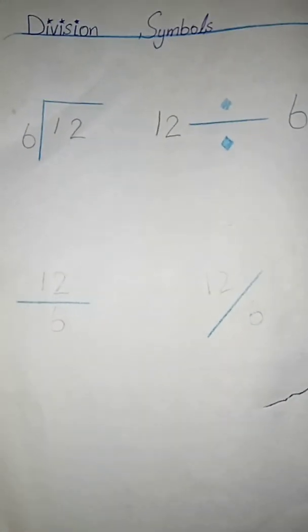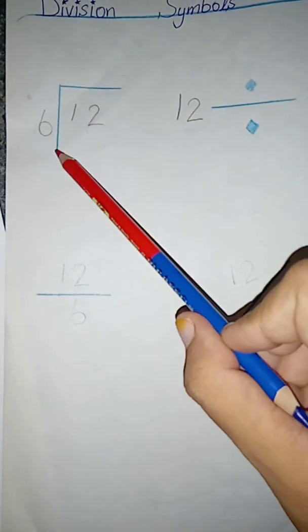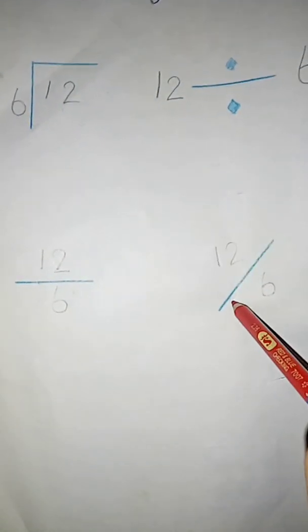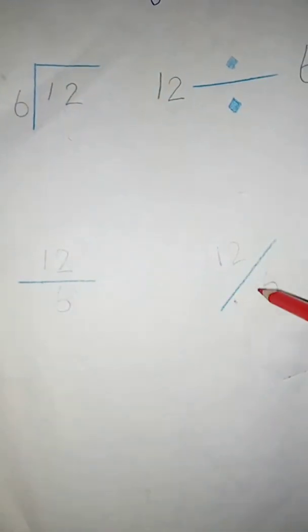Okay students, now we will see the symbols which are used for division. There are 4 division symbols which are used for division. This one, next, horizontal line and backslash line. These 4 signs are used for division to divide the numbers.